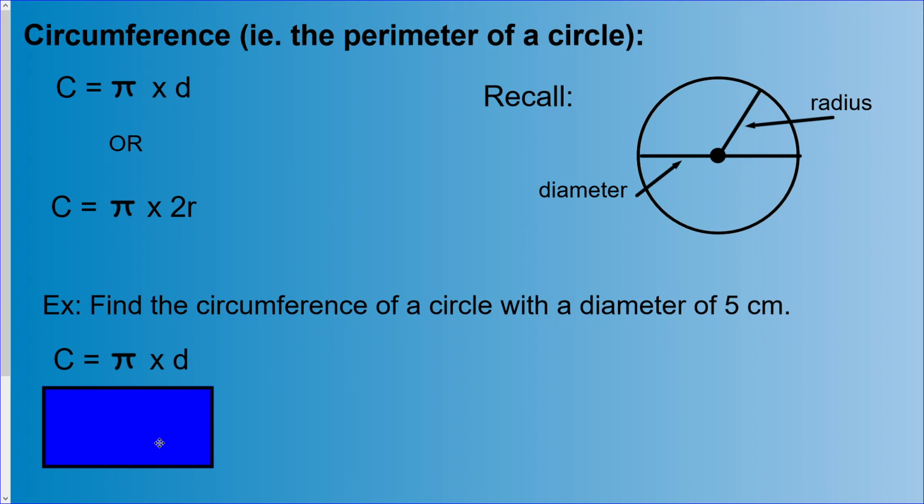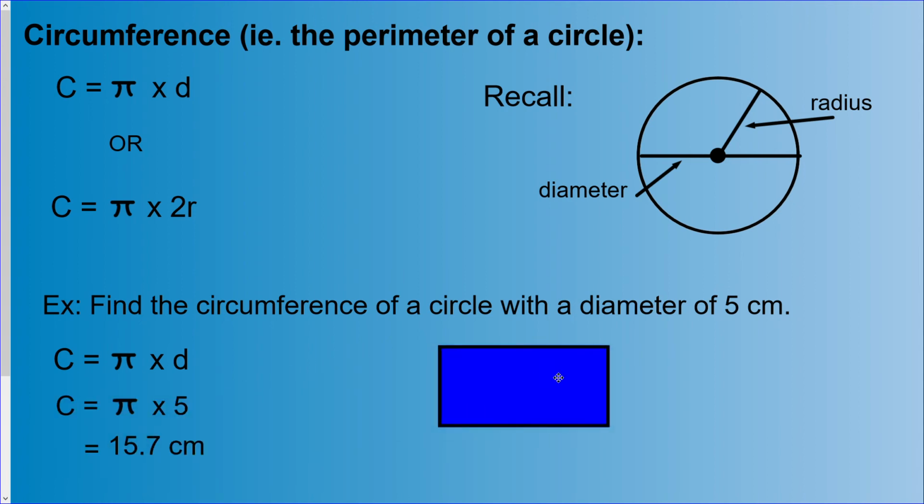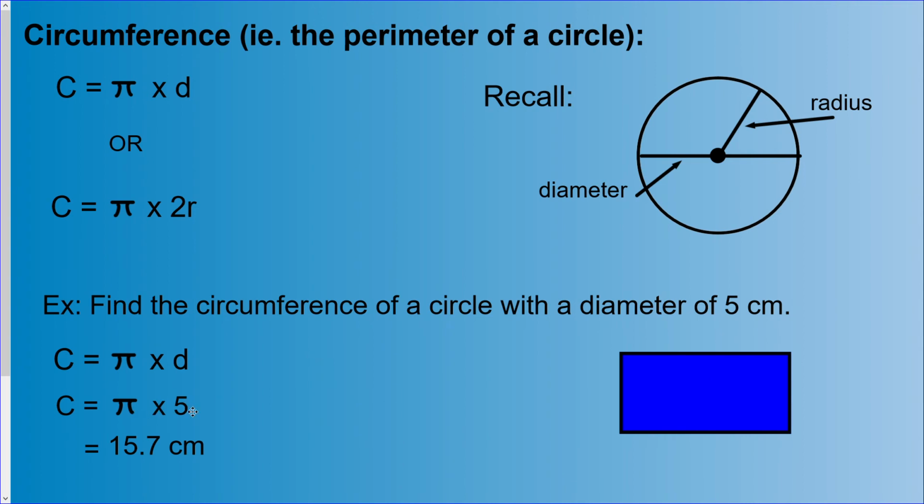So find the circumference of a circle with a diameter of 5 centimeters. Please pause it, give it a try. Okay, I'll assume you did and you aced it, but let's just see. So you do pi times 5, so you should end up with roughly 15.7 centimeters.